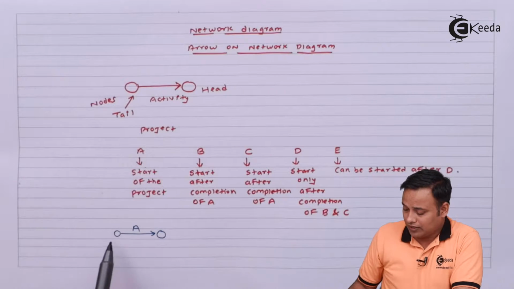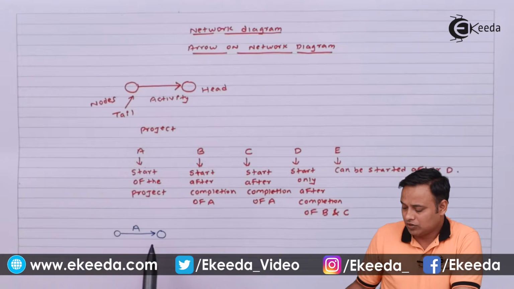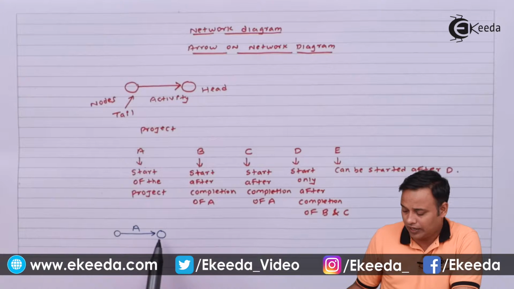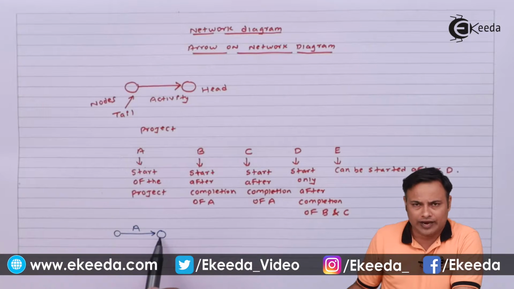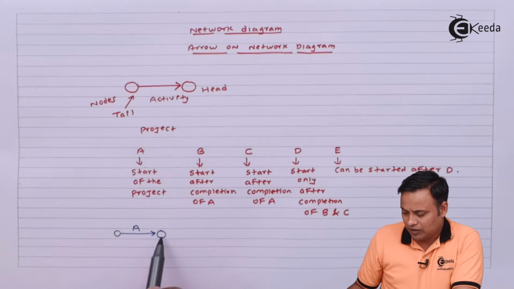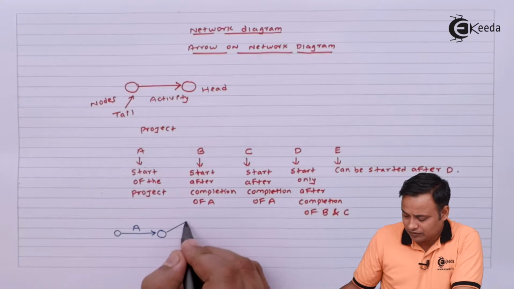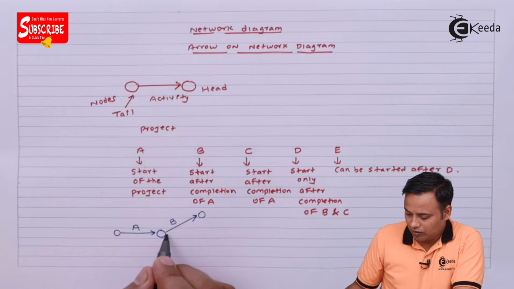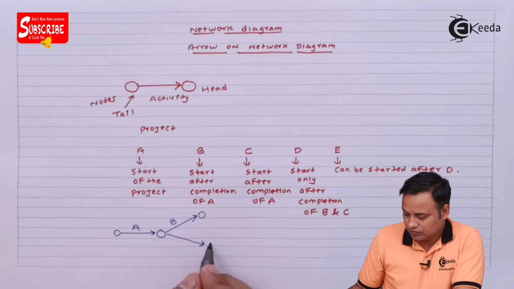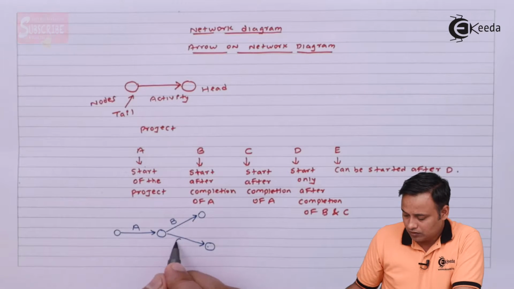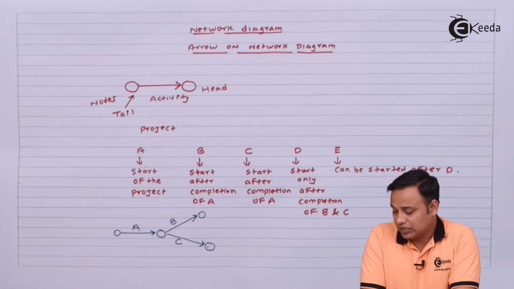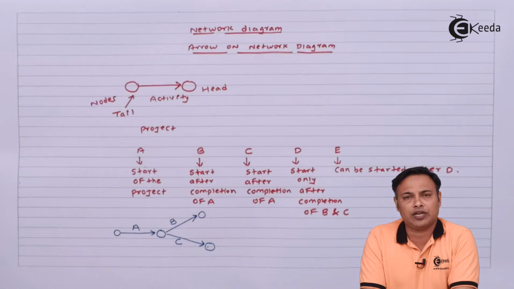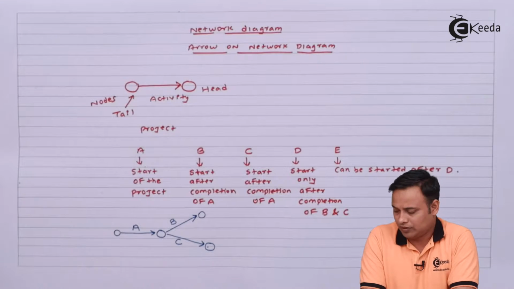The start of A is here and the end of A is here. So the head part of A is where A will end. A will get completed. Now after this I can start with B, or I can start with C. So we started B and C after completion of A.